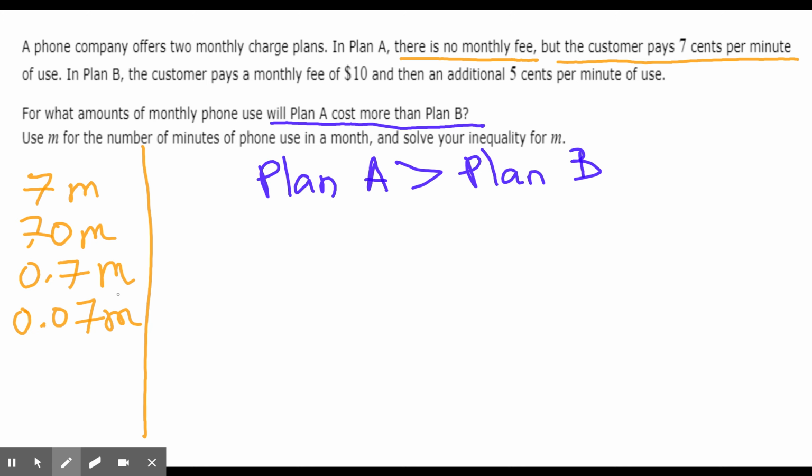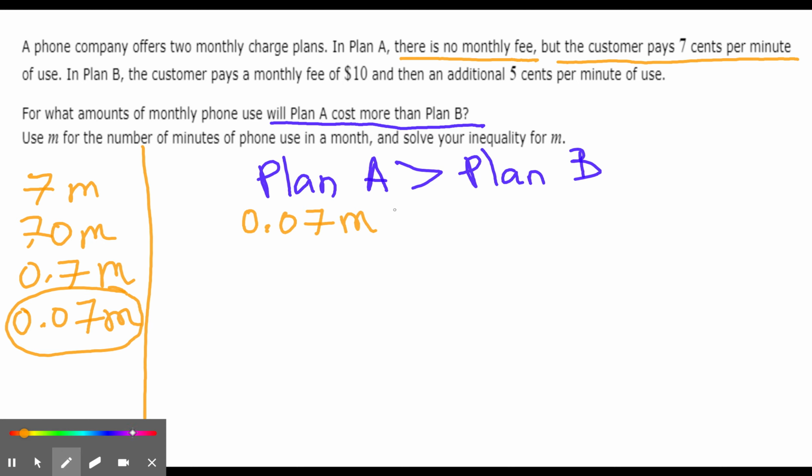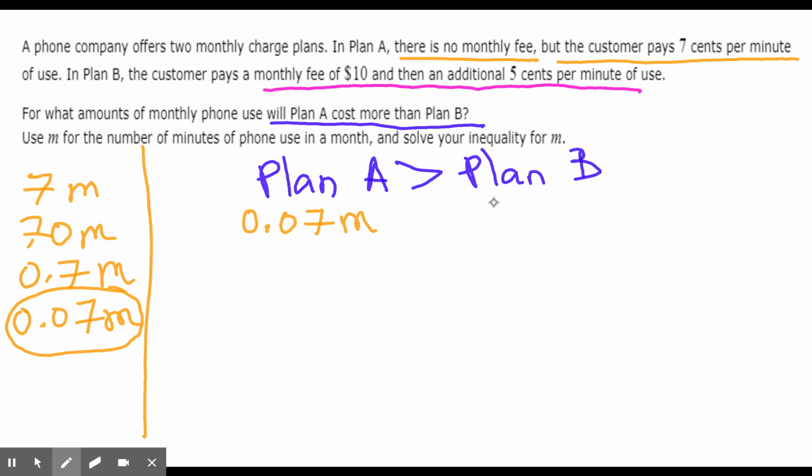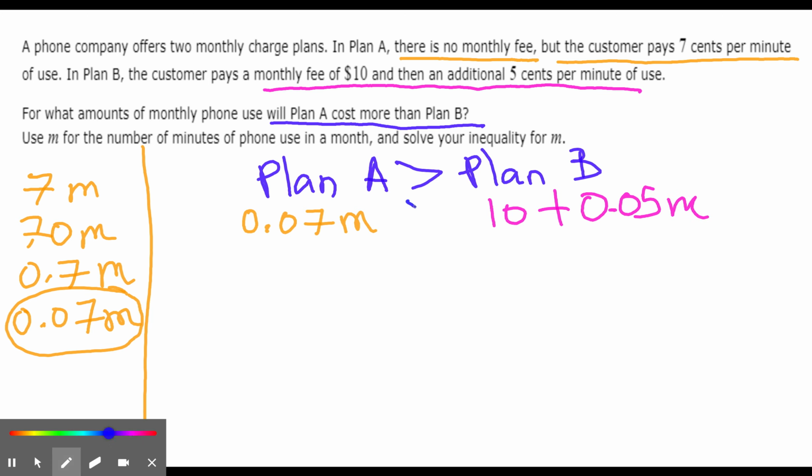Well, I hope you selected the last one. That is 7 cents right there per minute. So plan A would be 0.07 times the amount of minutes on the phone. And for plan B, the customer pays a monthly fee of $10 and then an additional 5 cents per minute of use. So each month it is going to be $10 plus an additional 5 cents per minute of use. And we want to know, when is plan A greater than plan B?